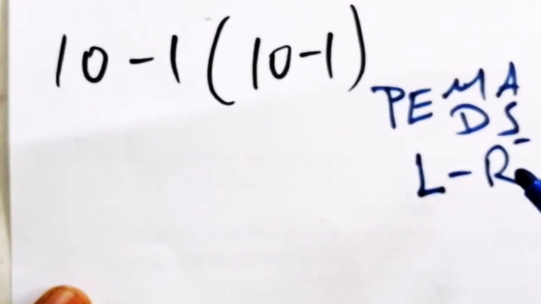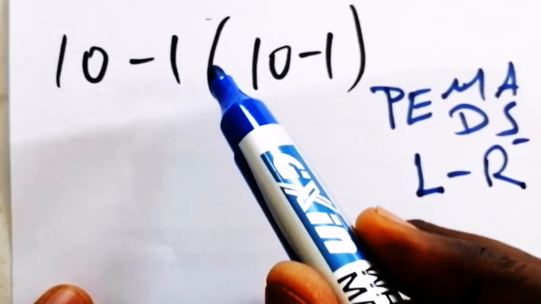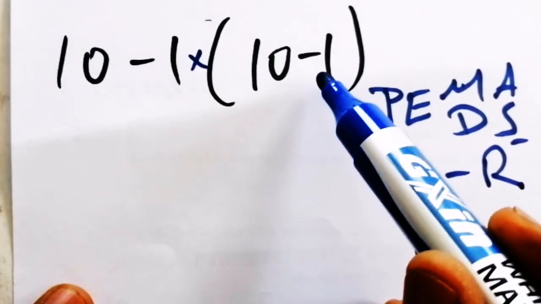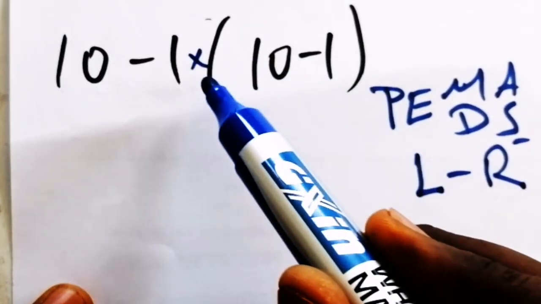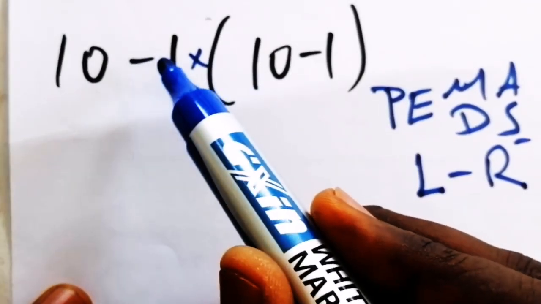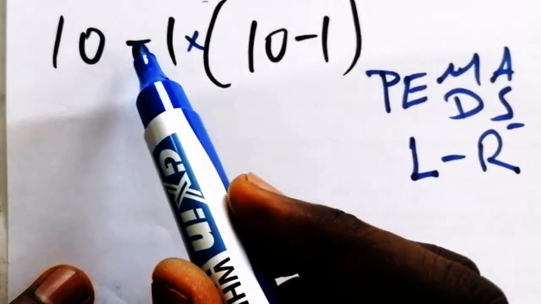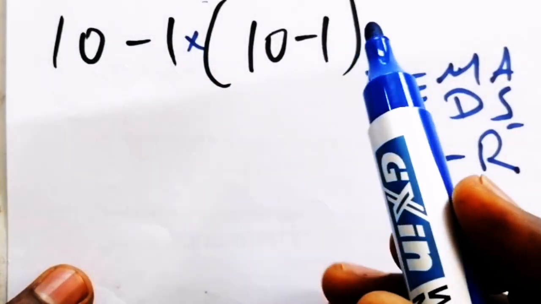In this expression there is one subtraction, one multiplication, and one parenthesis. Inside the parenthesis there is a subtraction. So first we have to do this parenthesis, and next this multiplication, and finally this subtraction. If we do this subtraction before this multiplication or this parenthesis, it is wrong.